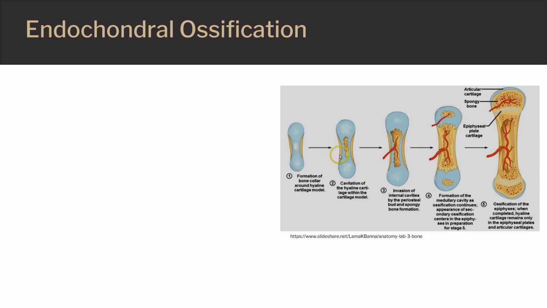Osteoblasts penetrate the disintegrating cartilage and replace it with spongy bone. This forms a primary ossification center. Ossification continues from this center towards the end of the bones. After spongy bone is formed in the diaphysis, osteoclasts break down the newly formed bone to open up the medullary cavity.